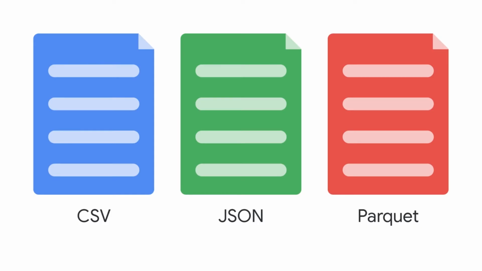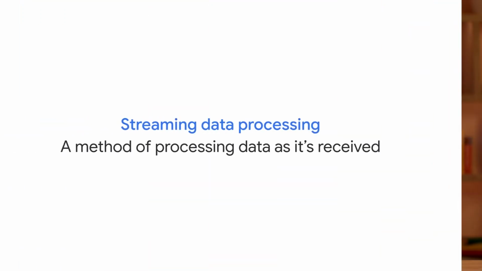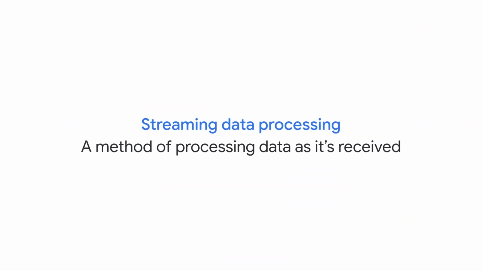The most common formats include CSV, or comma-separated values, found in spreadsheets, and many types of databases. JSON, or JavaScript Object Notation, which provides easy-to-read representation of complex data structures. And Parquet, a columnar storage format for quick compression and improved query performance. The frequency of batch data processing varies based on the specific use case, ranging from hourly to daily to weekly and beyond. Now, on the other hand, streaming data processing is a method of processing data as it's received.